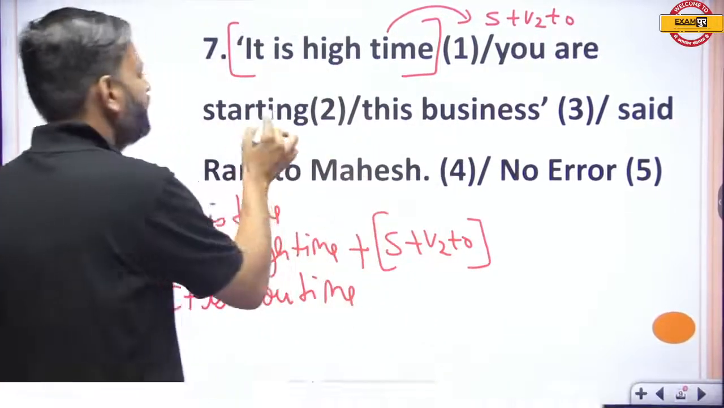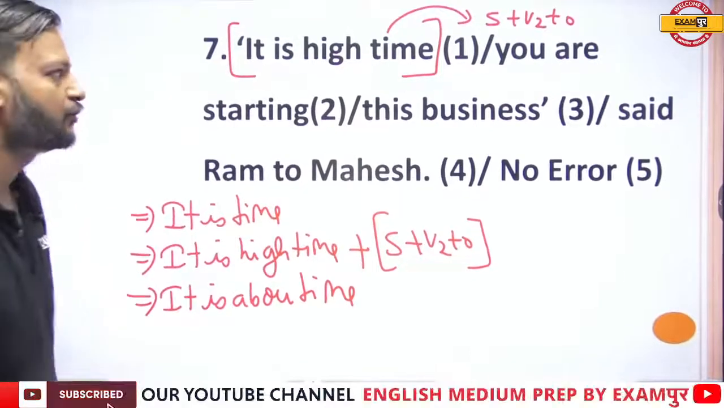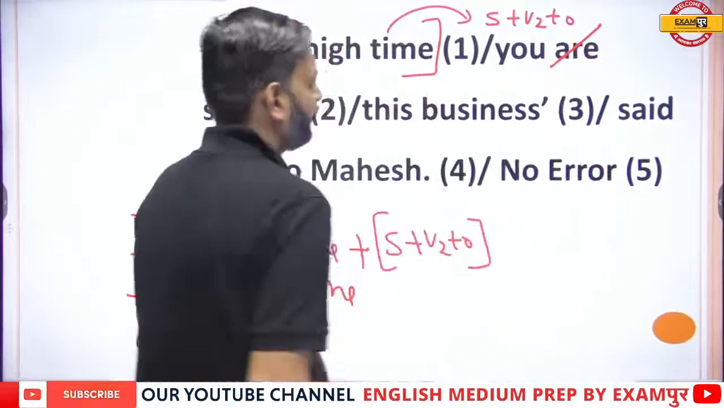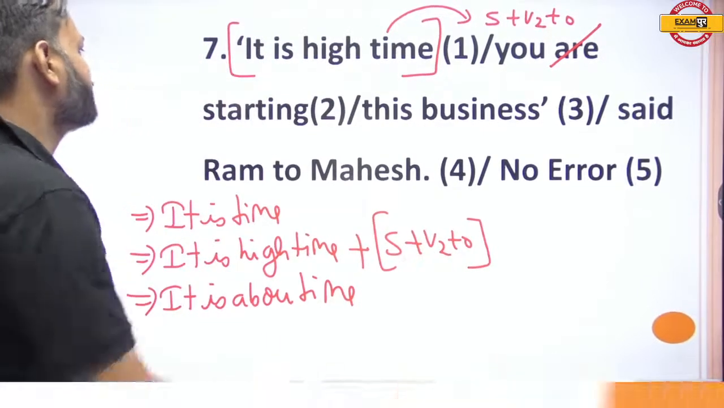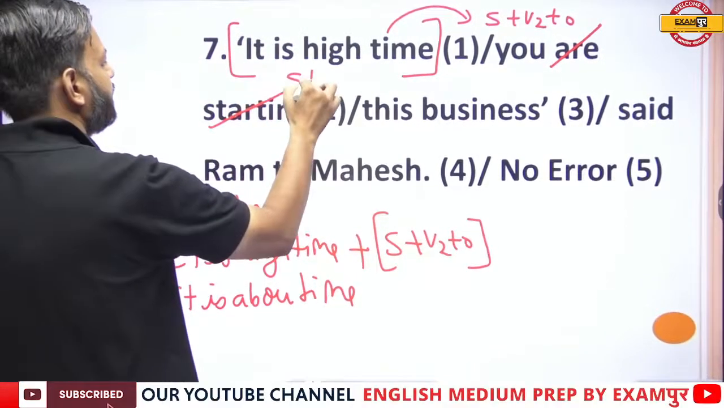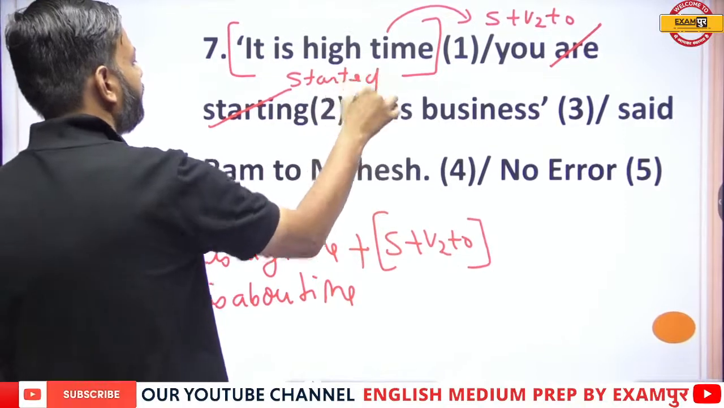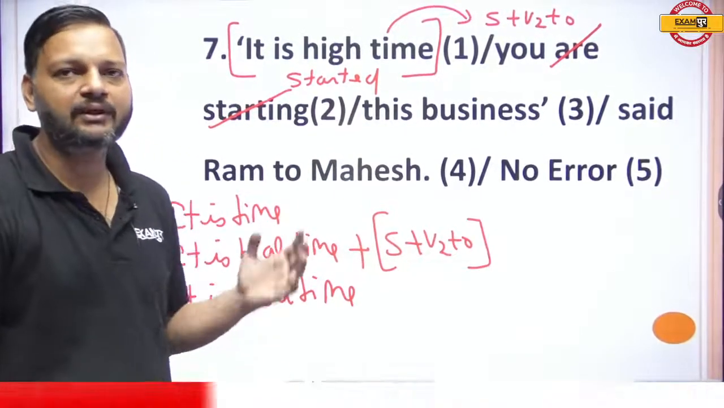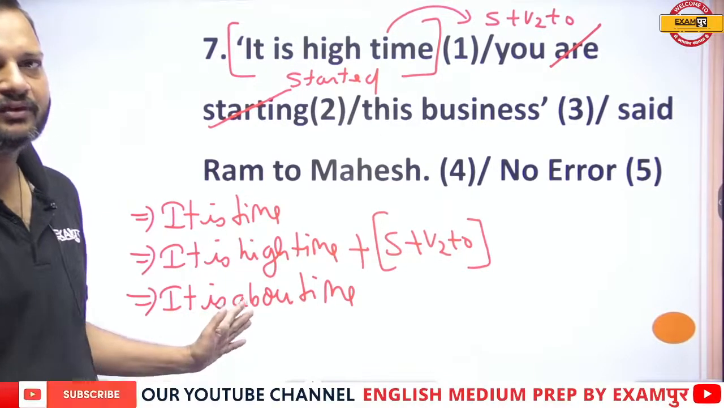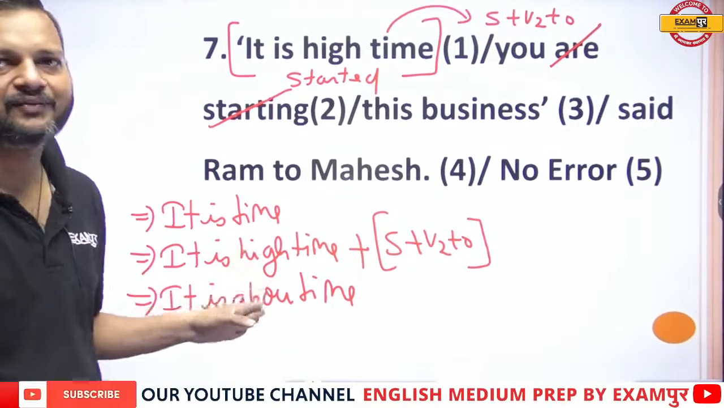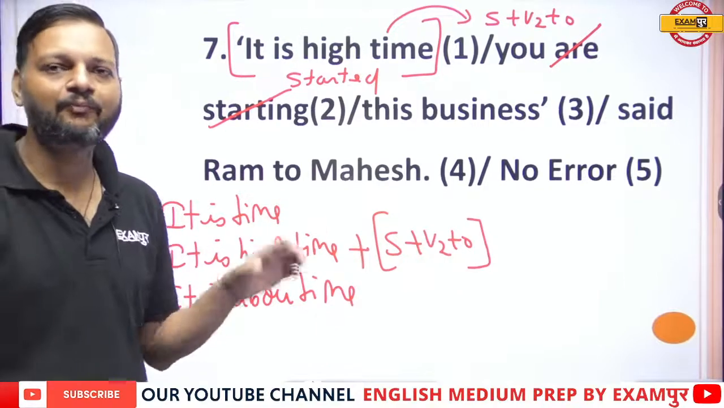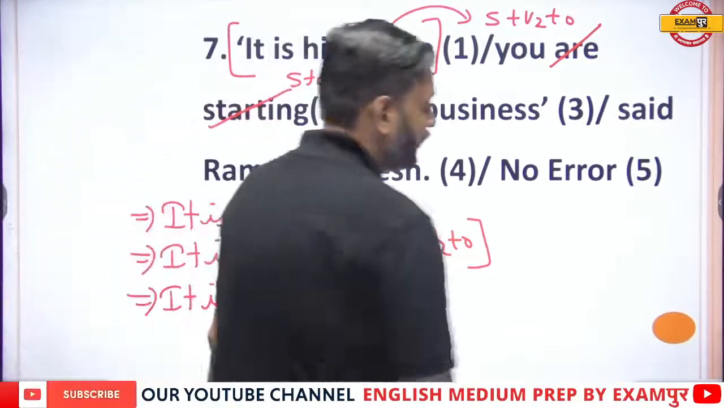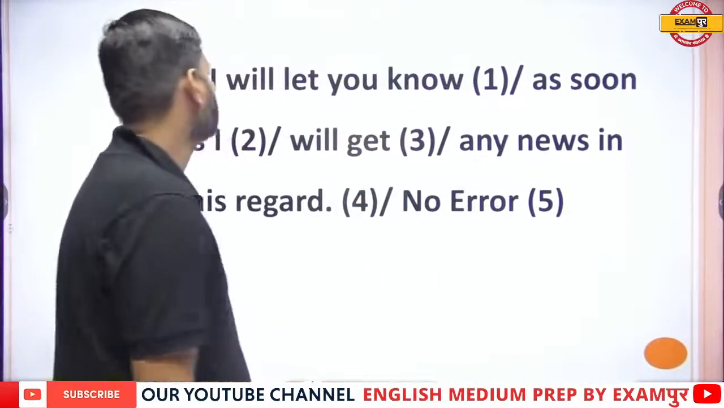But here you can see the tense is present continuous. So what we have to do, we have to eliminate are and change starting into started. We have to change this present continuous tense into past indefinite because of these phrases. So whenever a sentence starts with these three phrases, the tense must be past indefinite. Okay, let's see the next sentence.